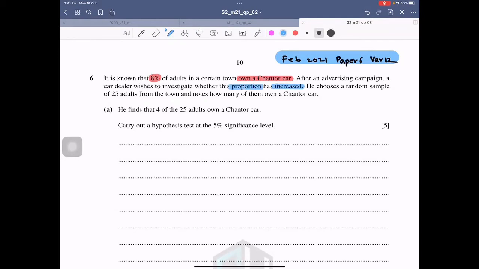It's about proportion. That means it's a question of binomial. He chooses a random sample of 25 adults and notes how many of them own a Centaur car. He finds that 4 of the 25 adults own a Centaur car. Carry out the hypothesis test at the 5% significance level. First of all, state the distribution. X follows binomial distribution 25, 0.08. The sample value in this scenario is 4. And we know that by default, this is inclusive.